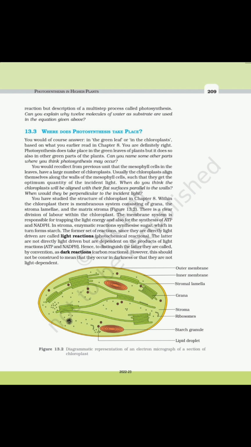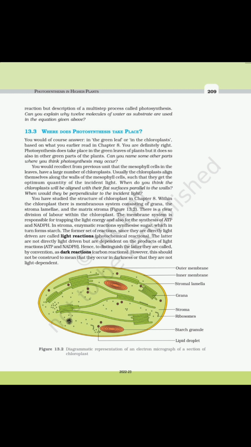Within the chloroplast there is the membranous system consisting of grana, the stroma lamellae, and the fluid stroma, figure 13.2. There is a clear division of labor within the chloroplast. The membrane system is responsible for trapping the light energy and also for the synthesis of ATP and NADPH. In stroma, enzymatic reactions incorporate CO2 into the plant, leading to the synthesis of sugar, which in turn forms starch.